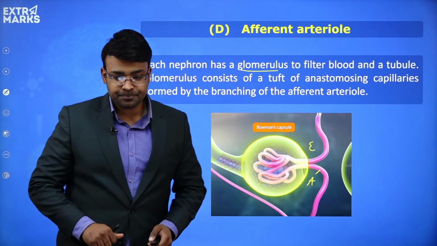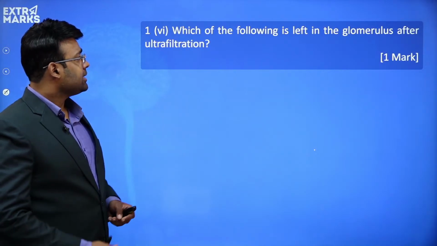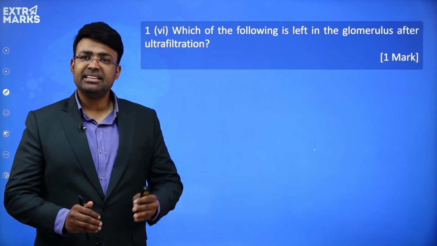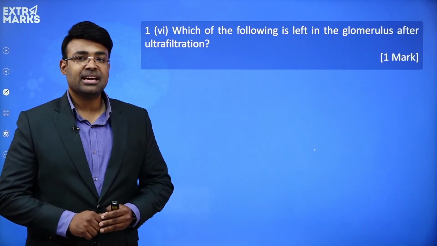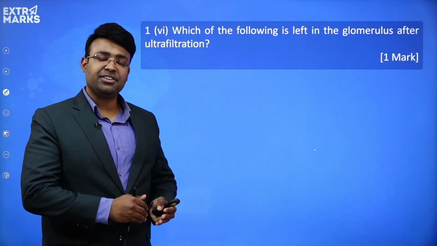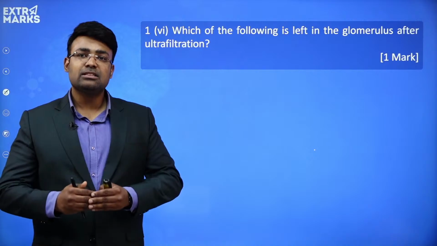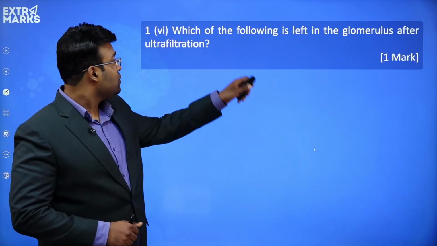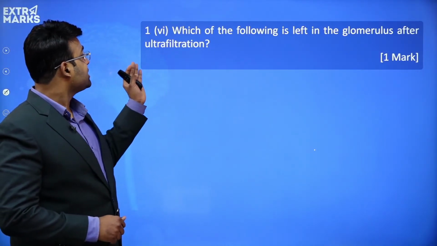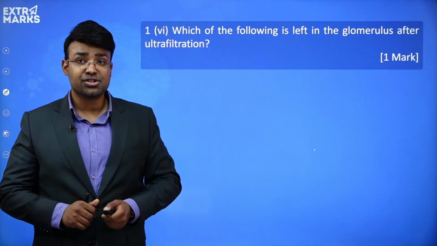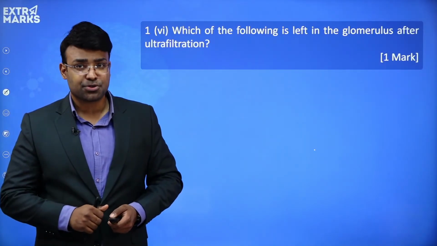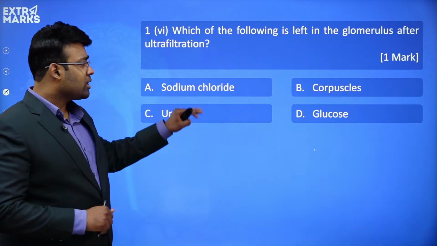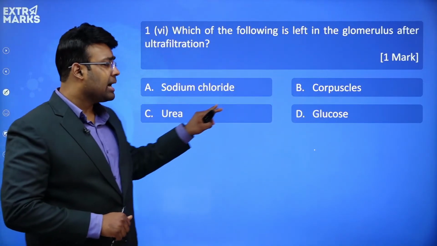Clear? Okay. Which of the following is left in the glomerulus after ultrafiltration? Again, a question from the excretory system. We have just discussed the afferent arteriole, the efferent arteriole, and also the glomerulus. Now the question is asking which of the following is left in the glomerulus after ultrafiltration. So you know ultrafiltration, what is it? It is the filtering of substances. So a lot of things basically get filtered. Let's see the options first. Sodium chloride, corpuscles, urea, and glucose.